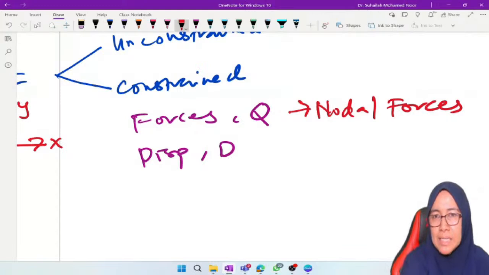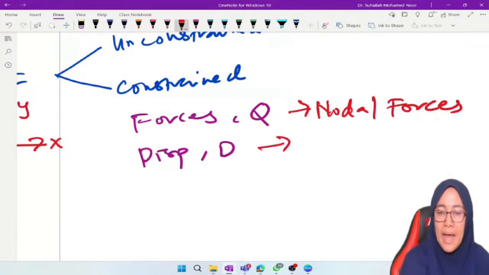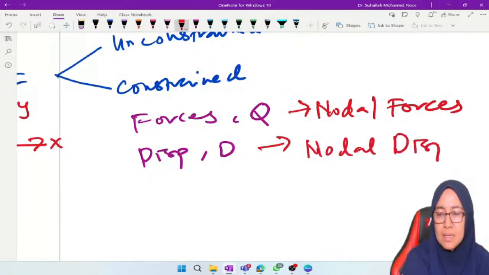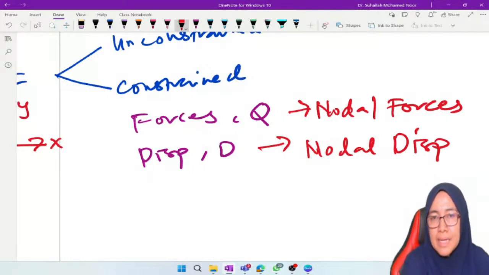Okay, nodal comes from the word node. So Q in the stiffness matrix, we call nodal forces, and D is called nodal displacement. Why do we put the words nodal forces and nodal displacement?